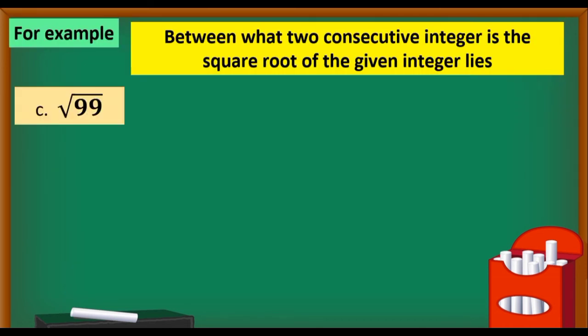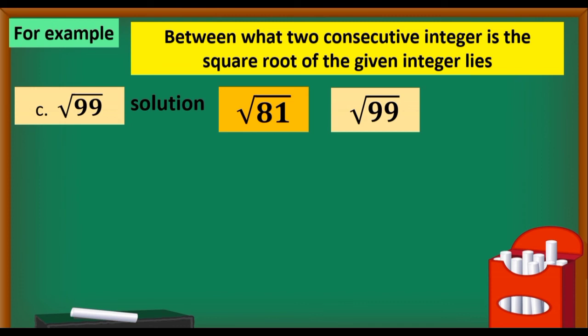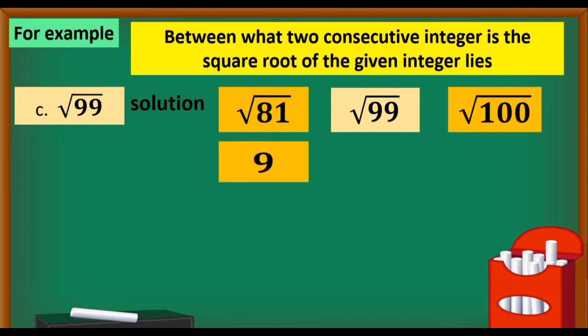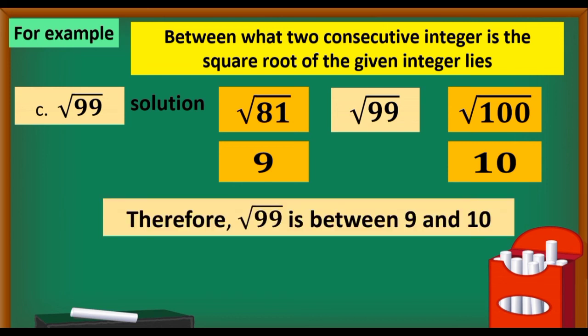Another example. Square root of 99. So, saan siya nakapagitan ulit? So, ang una ay square root of 81 and square root of 100. At ang square root of 81 ay 9, at ang square root of 100 ay 10. So, therefore, square root of 99 is between 9 and 10.